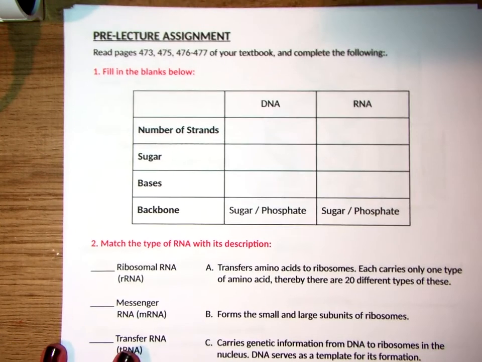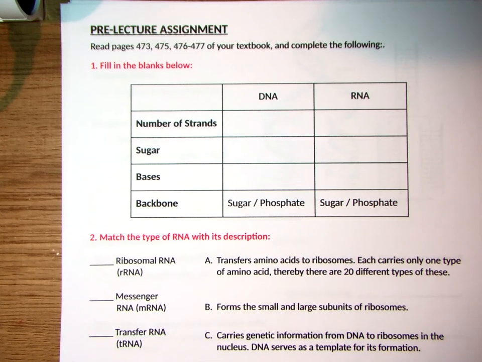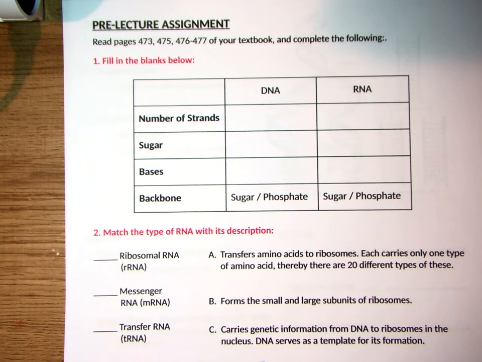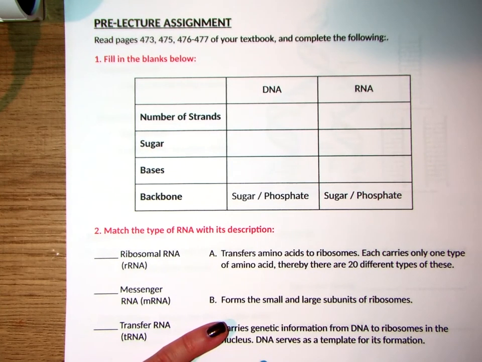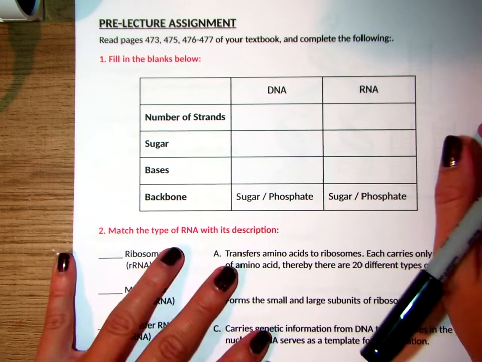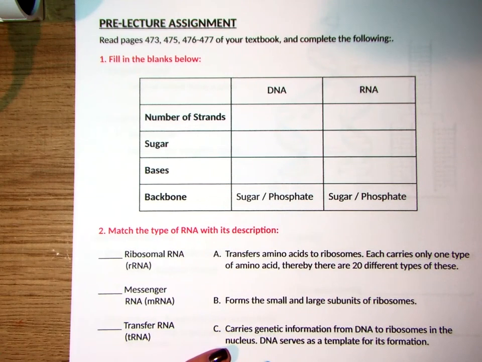And for the pre-lecture assignment, let's just go through that quickly together. This chart should look somewhat familiar to you. We talked a little bit about it in our macromolecules chapter, I think it was. But pause this for a second and see if you can fill this in on your own without looking at anything. And then let's go ahead and fill it in together.